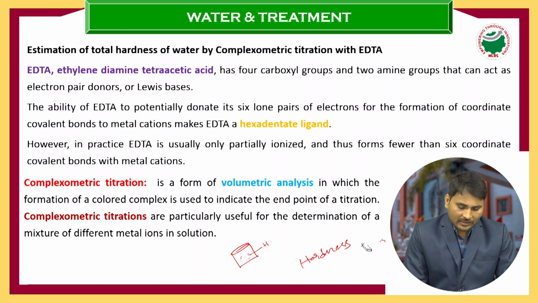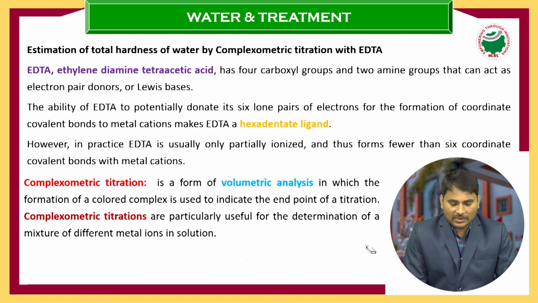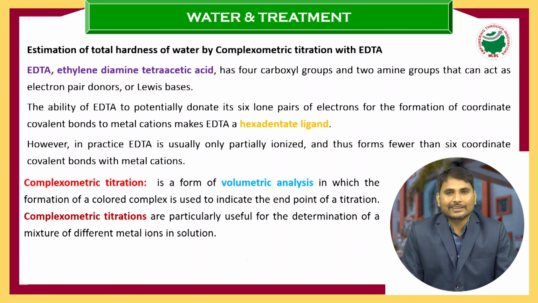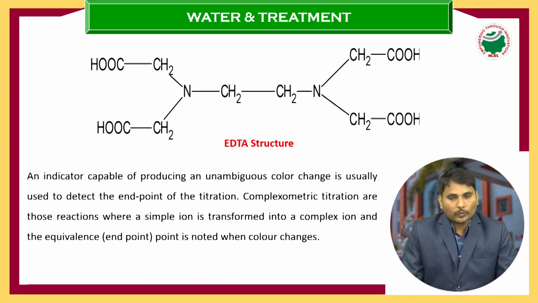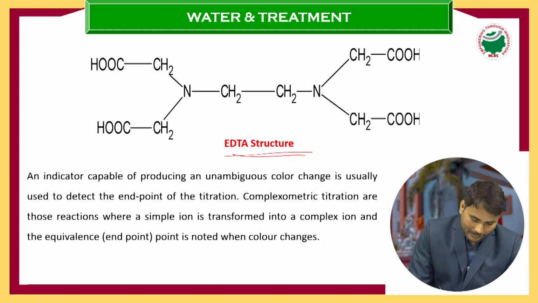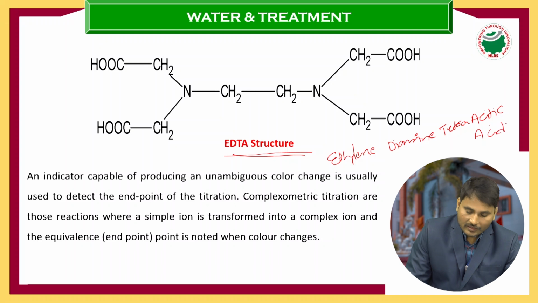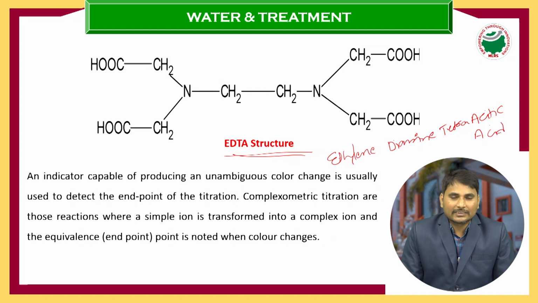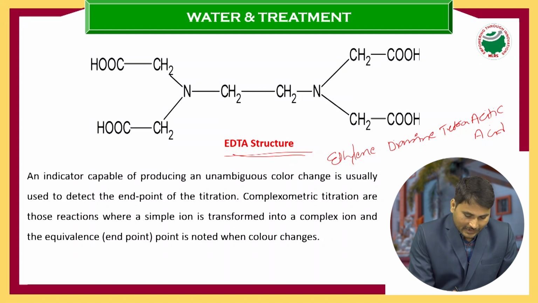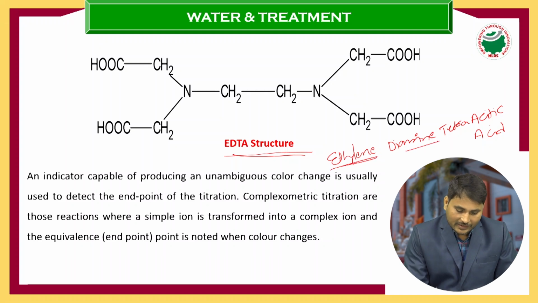The EDTA method is also called the complexometric titration method. Why do we say complexometric titration method? Because in the products we get complex compounds as the end products. So what is meant by EDTA? We have here the structure of EDTA. Based on the structure, the name given to this compound is ethylene diamine tetraacetic acid. It is the full form of EDTA. The E stands for ethylene, the D for diamine, the T for tetra, the A for acetic acid.